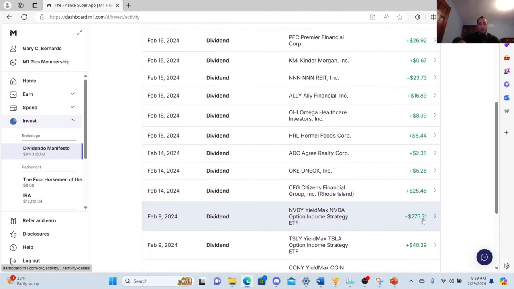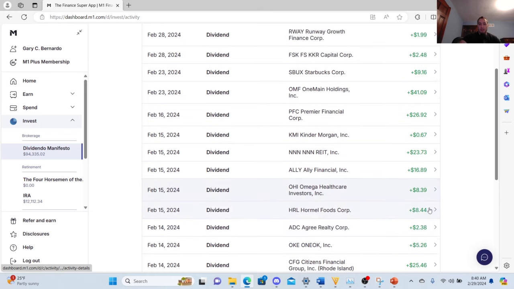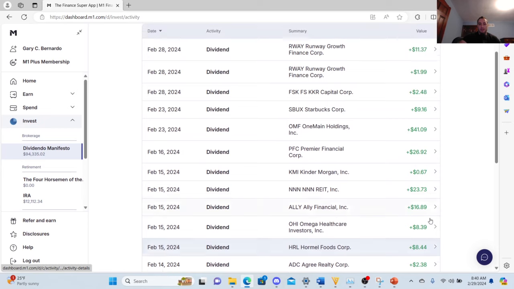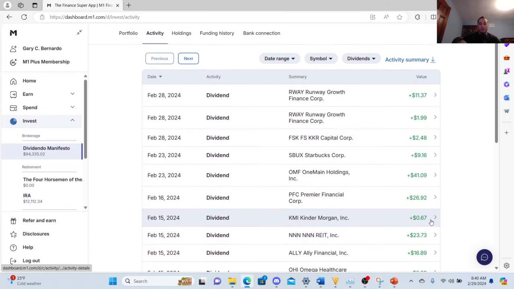NVDY 275.31, Citizens Financial Group 25.46. Now, right here, 25.46, again, I'm going to explain to you the sweet spot tomorrow with dividend stocks like this and One Oak. I made 5.26. Agree Realty Corp 2.38. Hormel Foods 8.44. That needs to go up. Omega Healthcare Investors 8.39, Ally Financial 16.89, NNN REIT 23.73. That's still, I'm almost at $25, which is fantastic. Kinder Morgan 67 cents. I will be loading up on them.